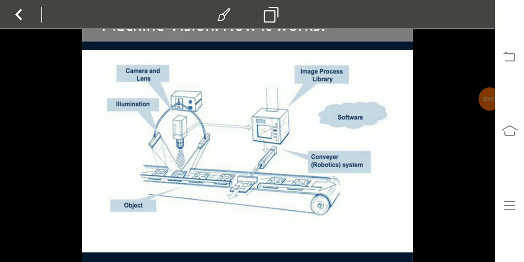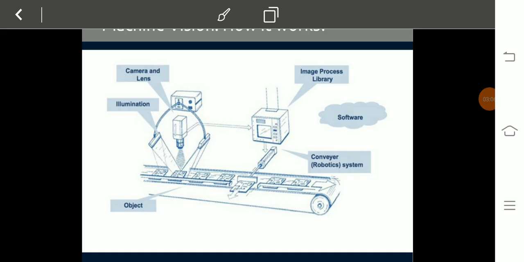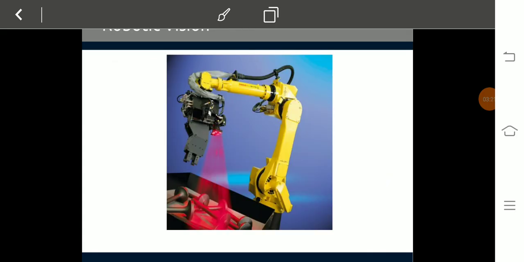Next one is the lenses. The lenses are used to focus the camera on objects and adjust the field of view and depth of focus. Next one is image processing, the brain of the system. It processes the captured image using specialized software and algorithms.